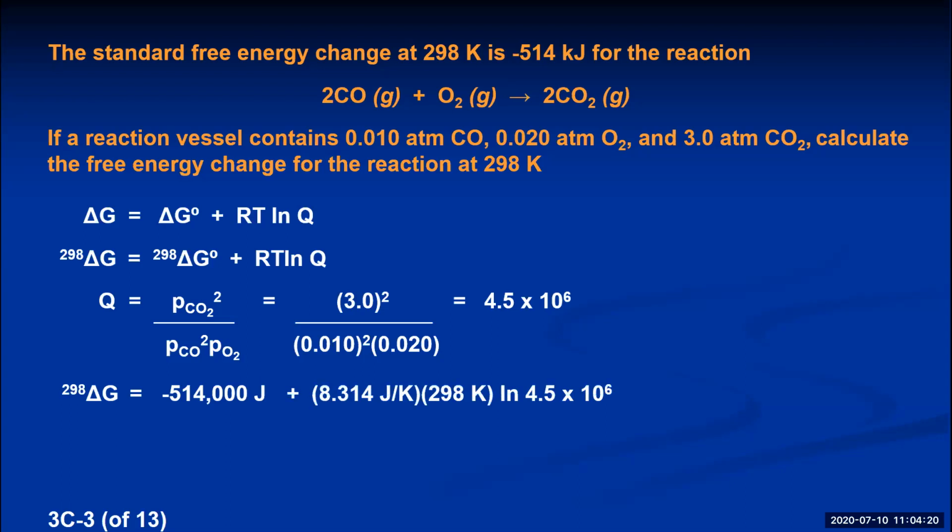I'm going to add to that R, 8.314 joules per Kelvin, times T, 298 Kelvin, multiplied by the natural log of Q. If you multiply that second term out, then add the two terms together, you will get your delta G value in joules, and this comes out negative 476,000 joules, or in kilojoules, that would be negative 476 kilojoules.